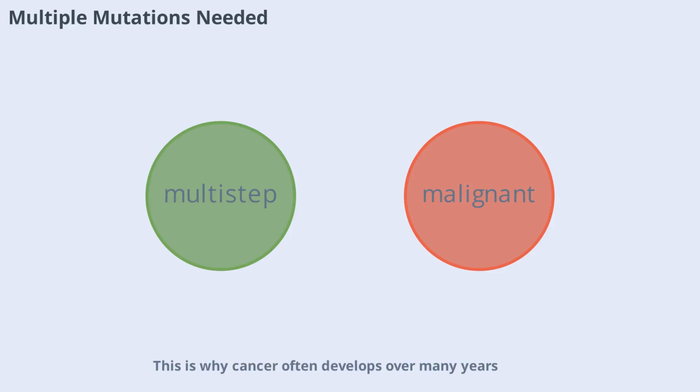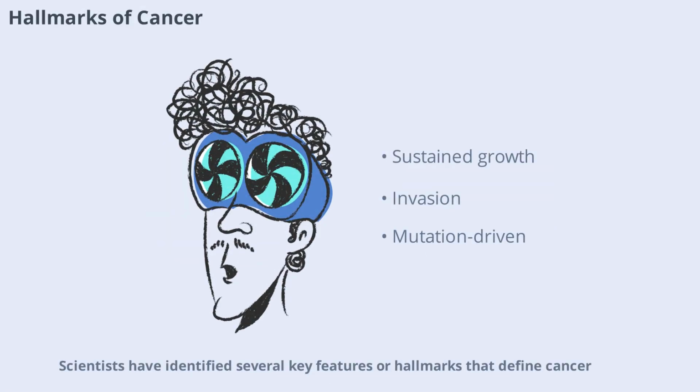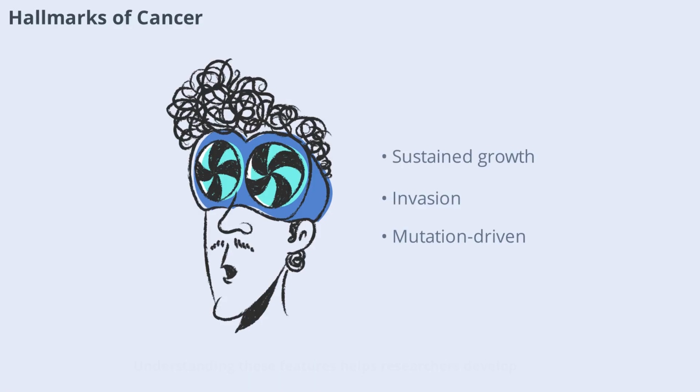This is why cancer often develops over many years as mutations accumulate and the cell's normal controls break down. Scientists have identified several key features or hallmarks that define cancer. These include sustained cell growth, resistance to cell death, and the ability to invade other tissues. All of these hallmarks are driven by genetic mutations that disrupt normal cell behavior. Understanding these features helps researchers develop new ways to target and treat cancer.